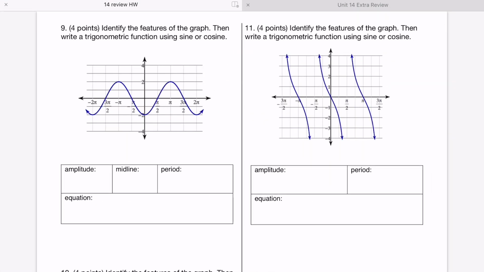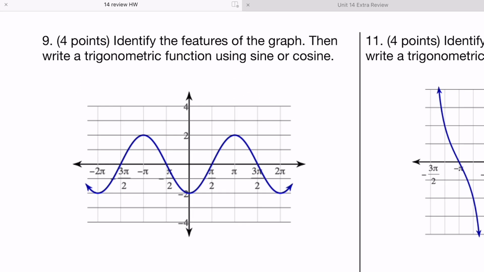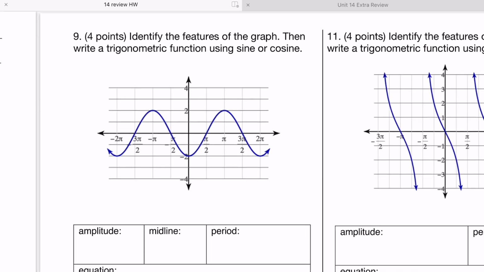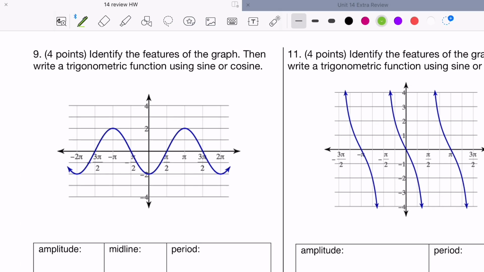So now if we flip it over to the back side, we can look at number 9 where we have to write the equation. So we know that the easiest way to do that is to first start by identifying the midline. So the midline is what splits that graph in half, and that's at y equals 0. So c equals 0. So you don't have to include it in your equation if you don't want to, but if it makes you feel better, you can do that.